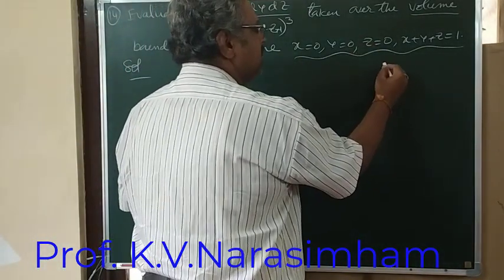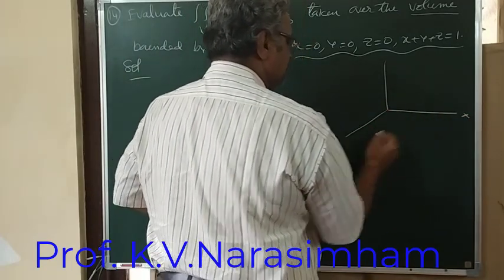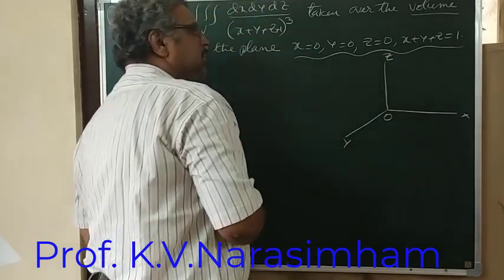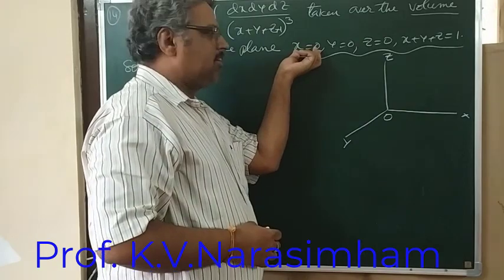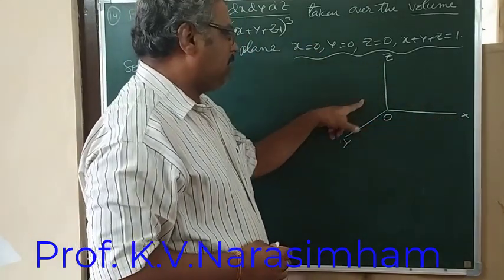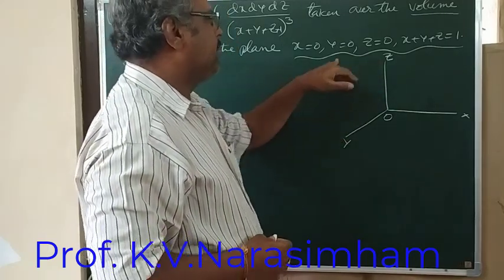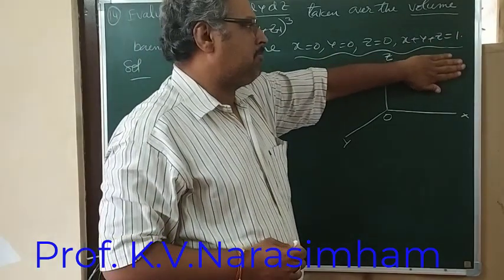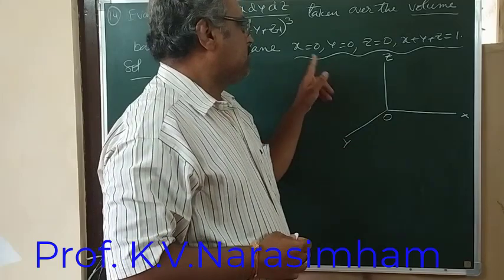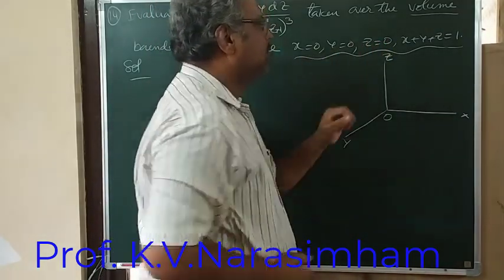Now, in three-dimensional geometry, x-axis, y-axis, z-axis, and the origin. X equals 0 is nothing but the yz plane. In this plane, x equals 0. Y equals 0 means the xz plane. And z equals 0 means the xy plane. So first, this plane, this plane and this plane.